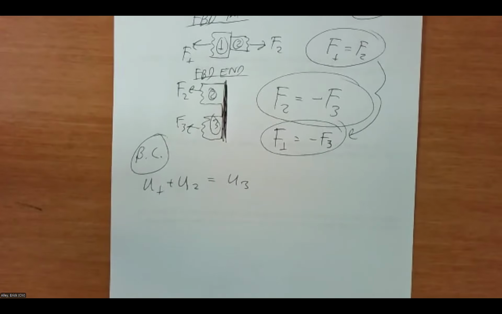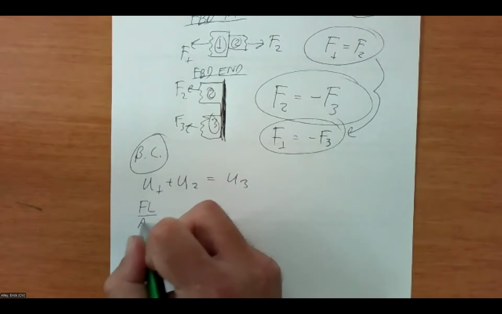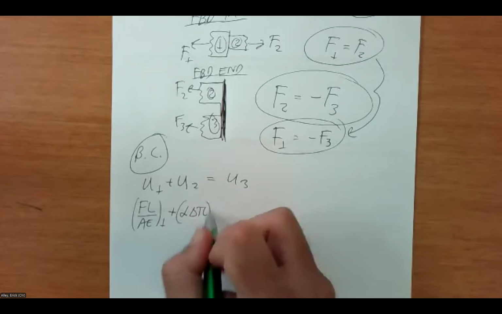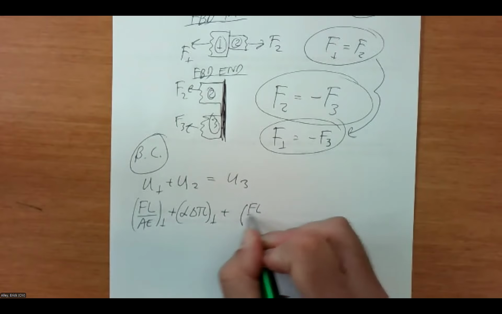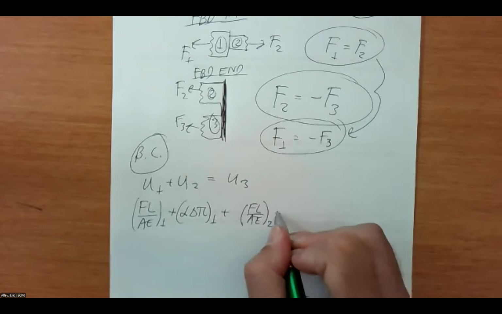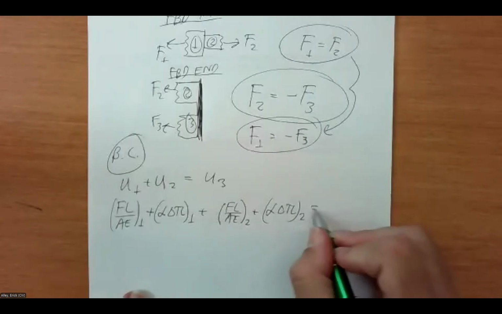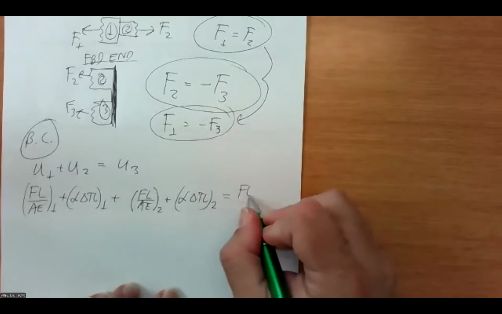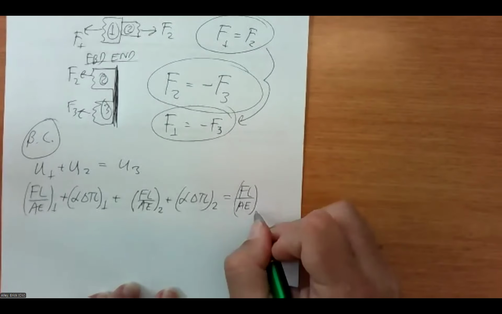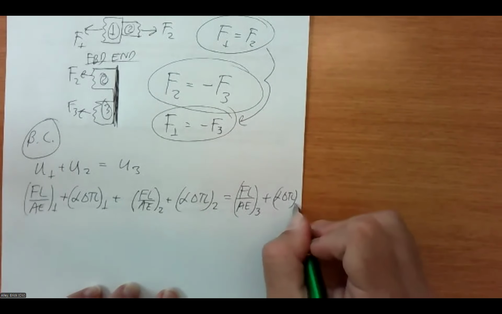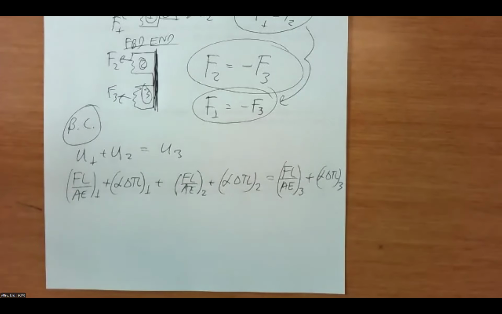Same thing as we had before. I got FL over AE for 1 plus alpha delta TL for 1 plus same stuff for 2. And then all that's going to equal that stuff for 3. And I'm putting the parentheses here. I'm just applying the subscript to all of them. Now, in this case, we can't cancel L through like we did before because length 1, length 2, and length 3 are going to be different.